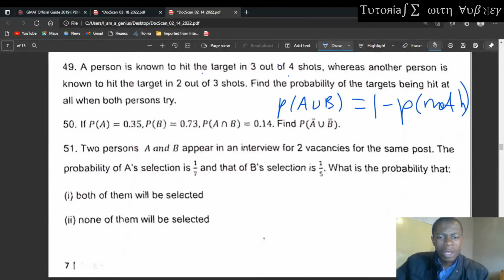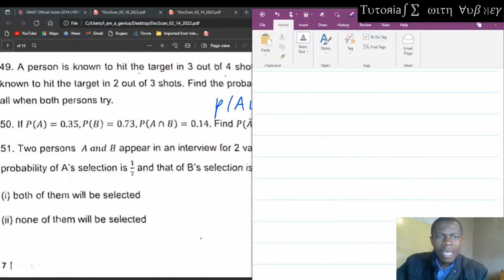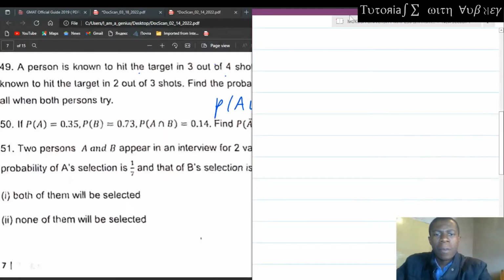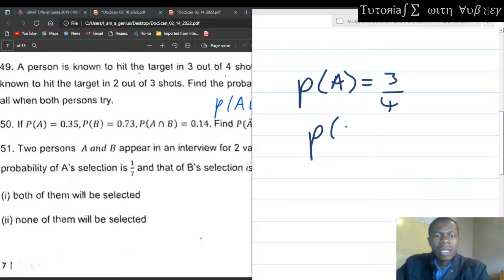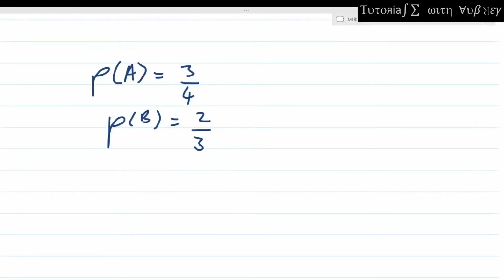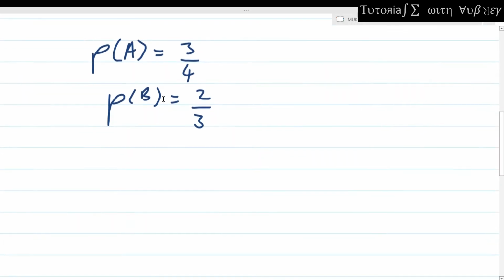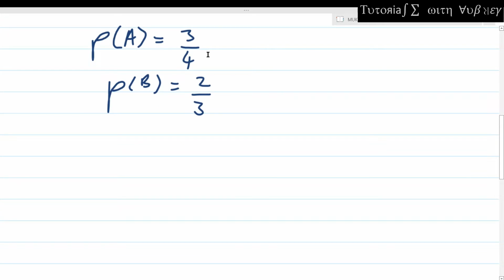Now let me write down the data in my toolbar here. So in our data, we have the probability of person A hitting the target, which is 3 out of 4. Probability of person B hitting the target, which is 2 out of 3. Now let me just expand and remove myself there, so that I can have enough space here. So probability of A is 3 out of 4, probability of B is 2 out of 3.